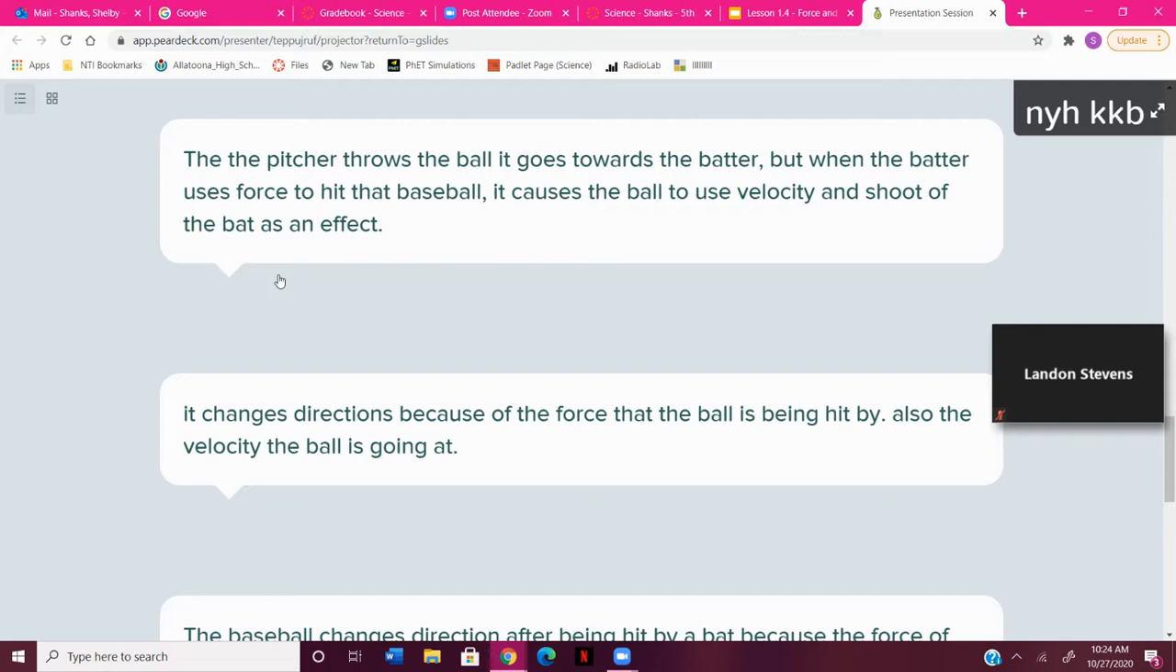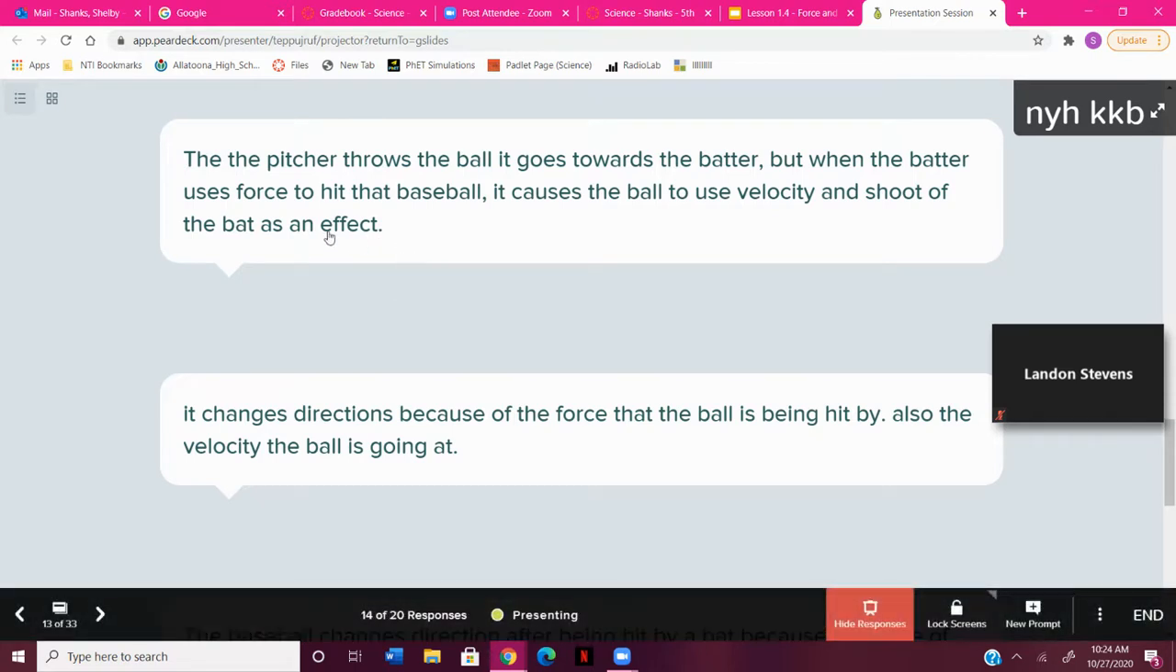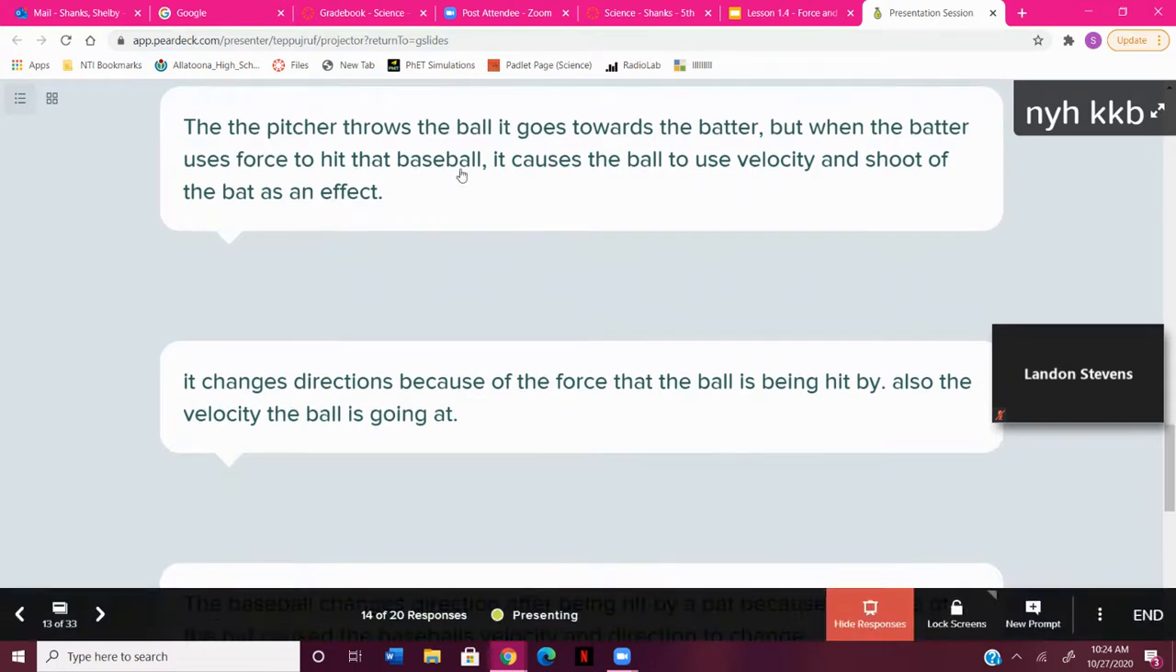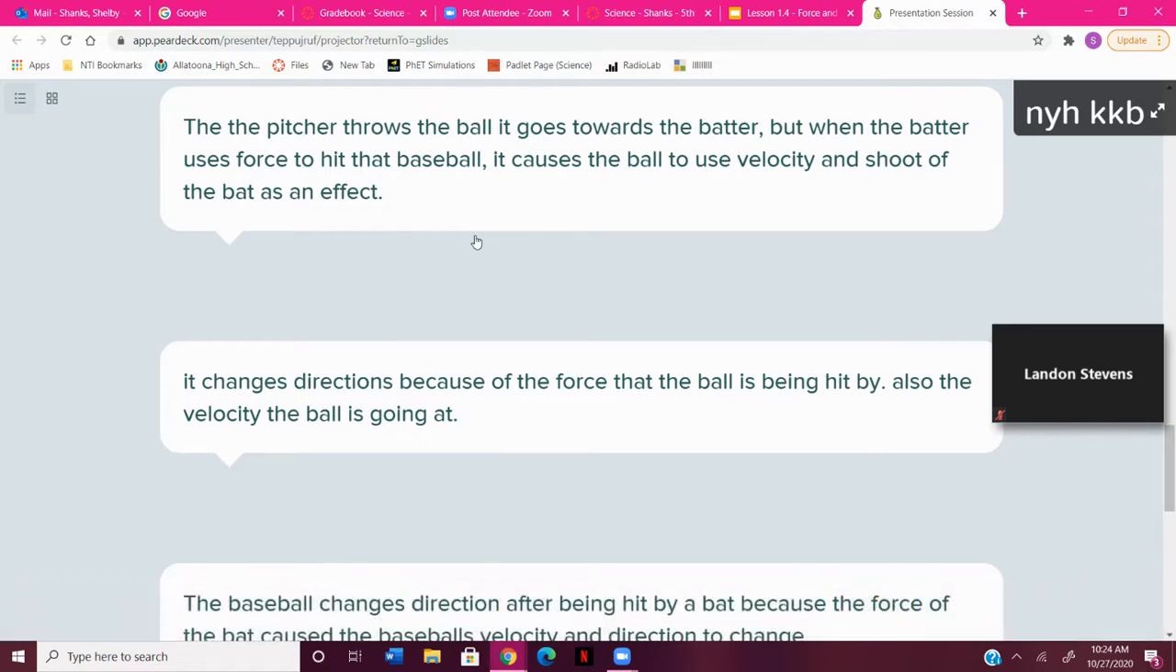Okay, so when we are talking about the baseball coming at Mary, Mary's going to hit it, and is it going to go in the opposite direction or in the same direction that it's been going? All right, so think about that. It does shoot off the bat as an effect, but make sure you're using those vocab words and you're talking about the strength of the force.